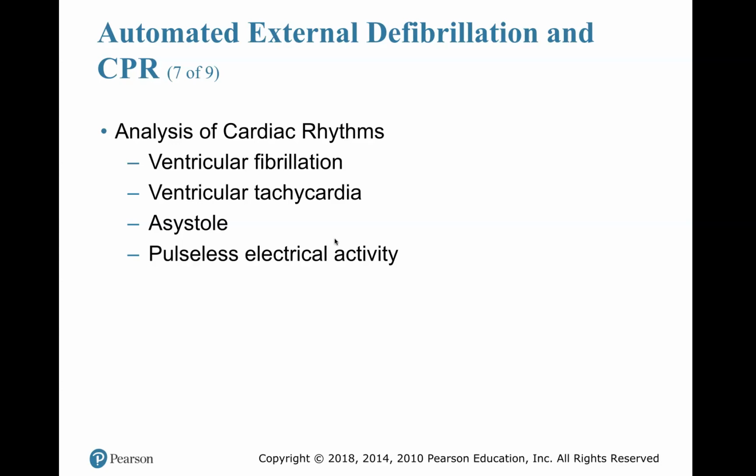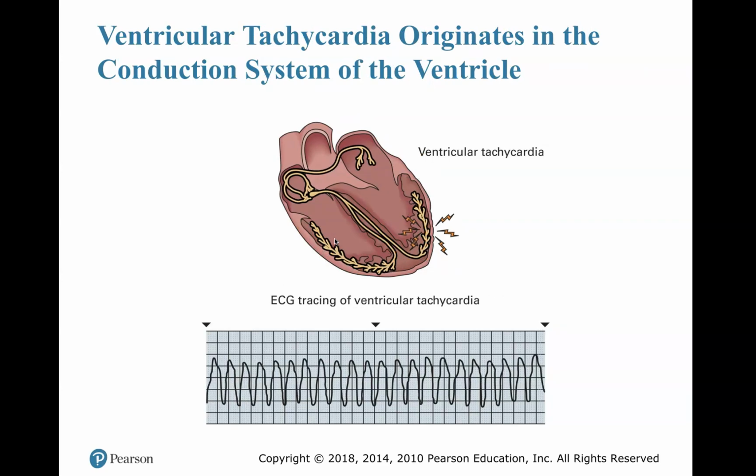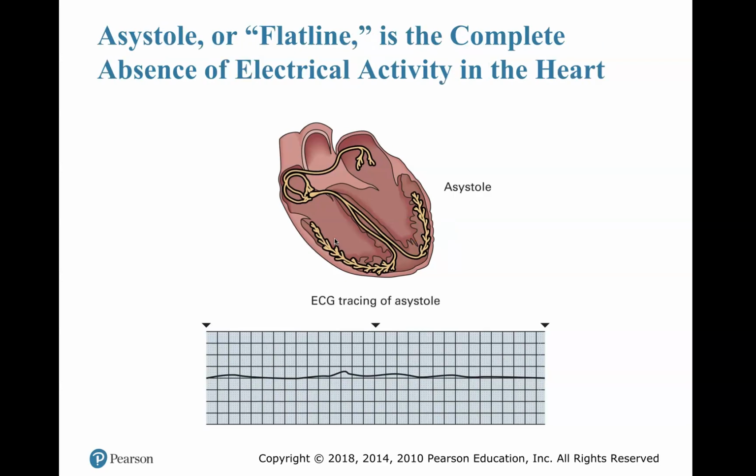Alright, analysis of cardiac rhythms. Ventricular fibrillation, ventricular tachycardia, asystole, and pulseless electrical activity. These are the things the AED is going to recognize. There you go. We're not paramedics, but there's an EKG strip of ventricular fibrillation. Chaotic electrical discharge, as seen on the EKG tracing. Ventricular tachycardia, you notice the waveform is a little different. Asystole, flatline.